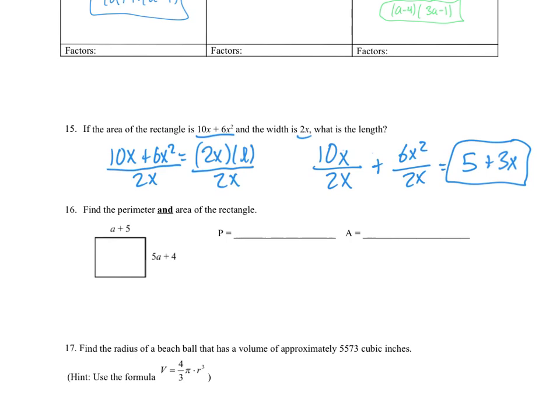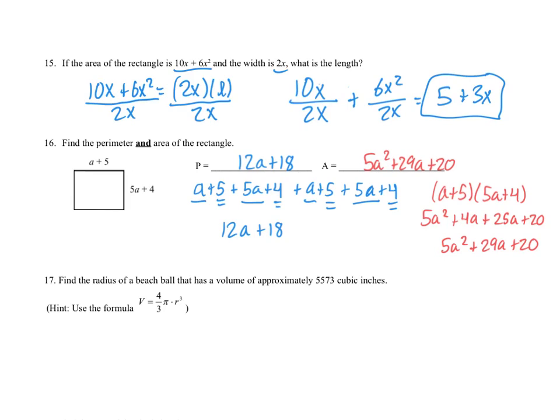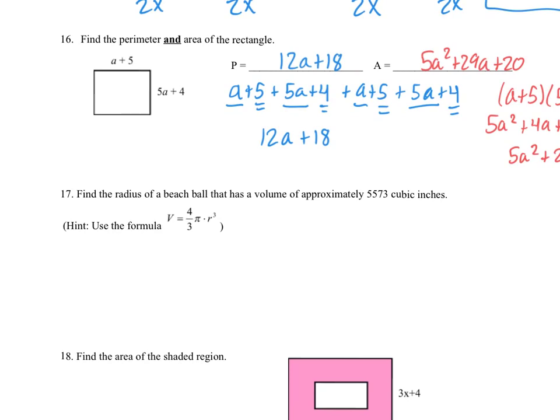I'm going to write these out without talking. Okay, so perimeter is just combining like terms. You add all the sides up and combine them. You should get 12a plus 18. And then for your area, you're just going to FOIL it, combine like terms, and you should get 5a squared plus 29a plus 20, right? Down here, 17.